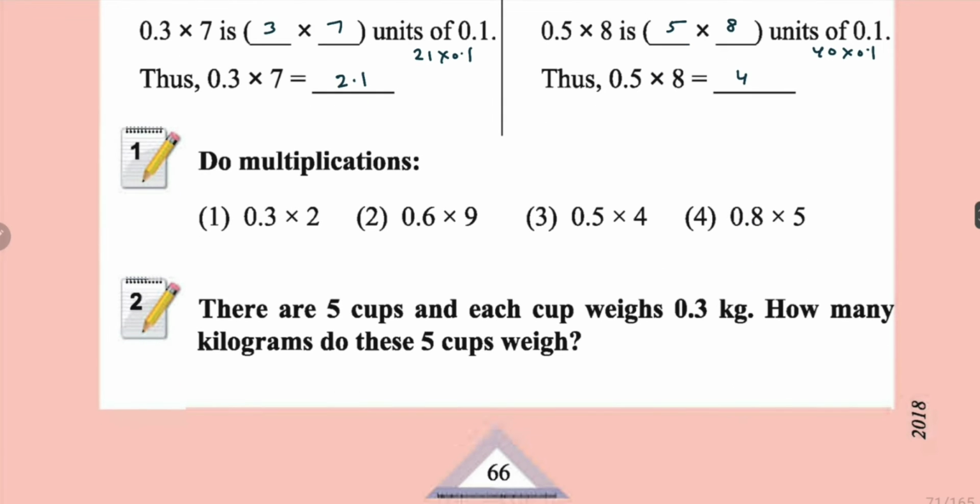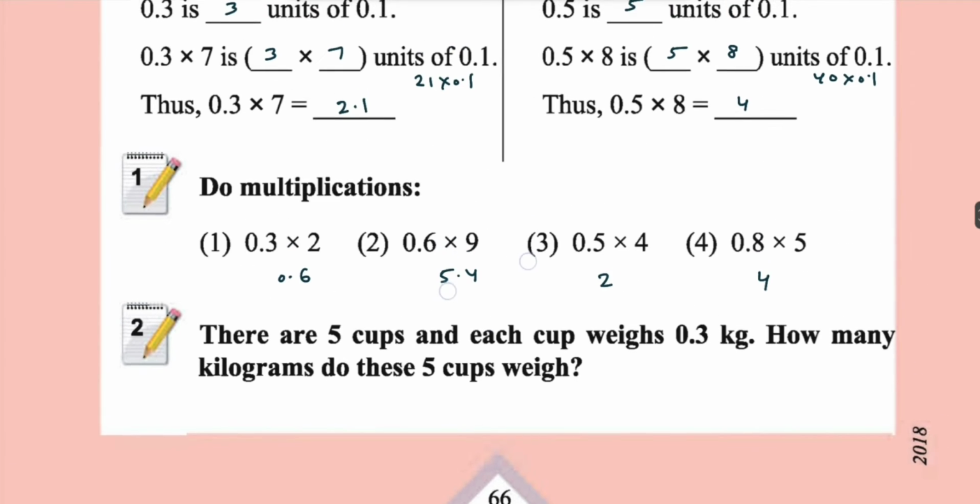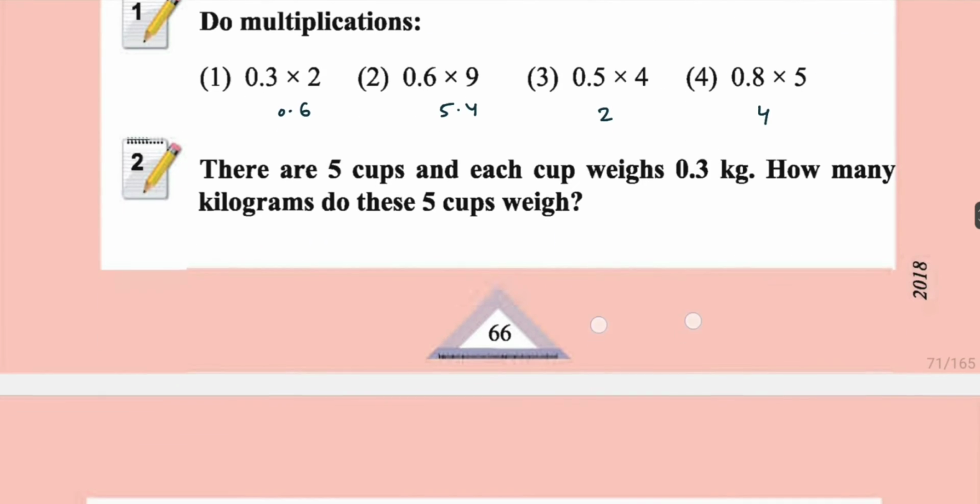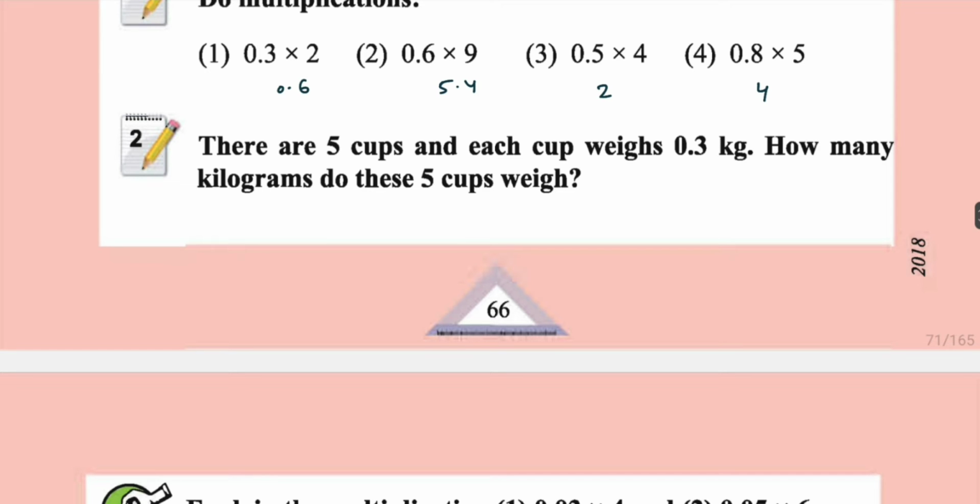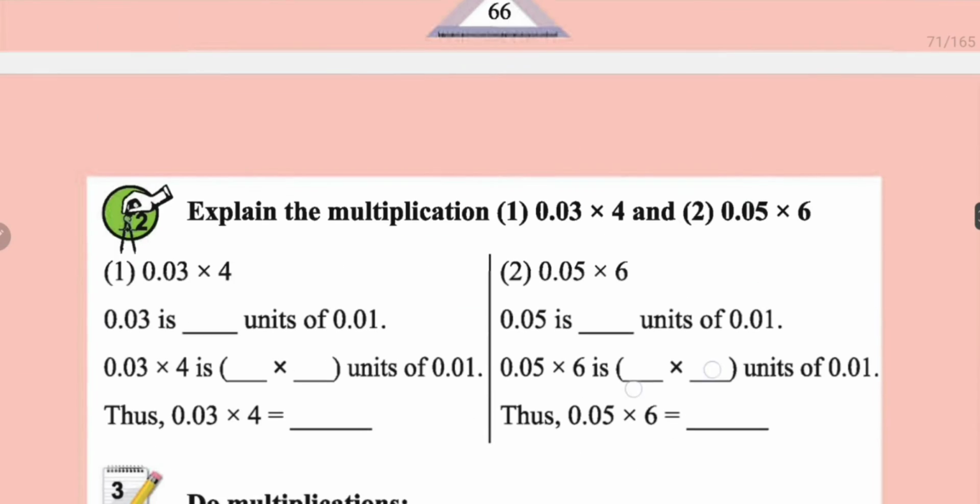So I am directly writing the answer here. This is 0.6, 5.4, 2.0 or 2. This is 4. You can verify by the longer method if you want. There are 5 cups and each cup weighs 0.3 kg. How many kilograms do these 5 cups weigh? The mathematical statement is nothing but 5 into 0.3. 3 into 5 is 15. So this becomes 1.5 kg. That is the answer.